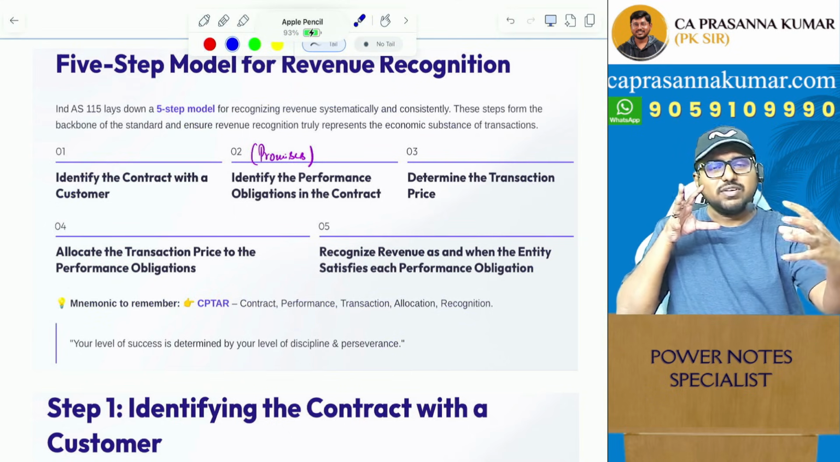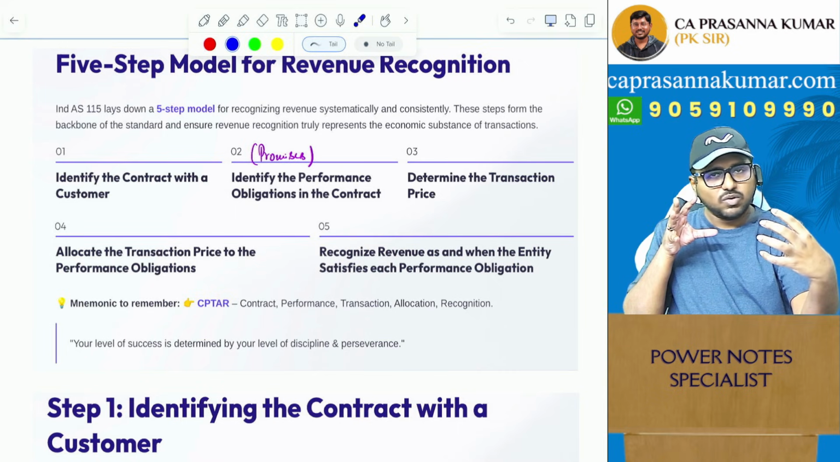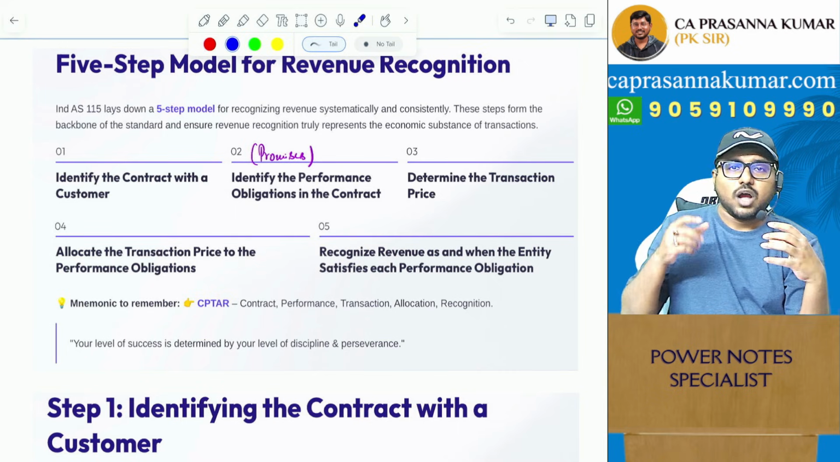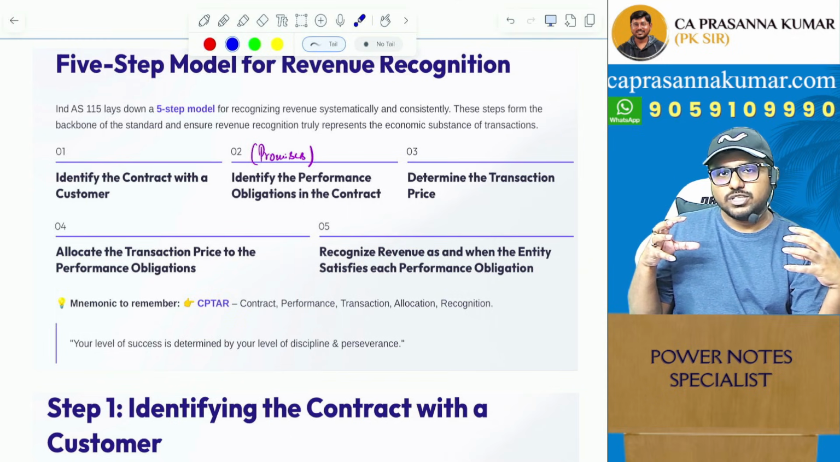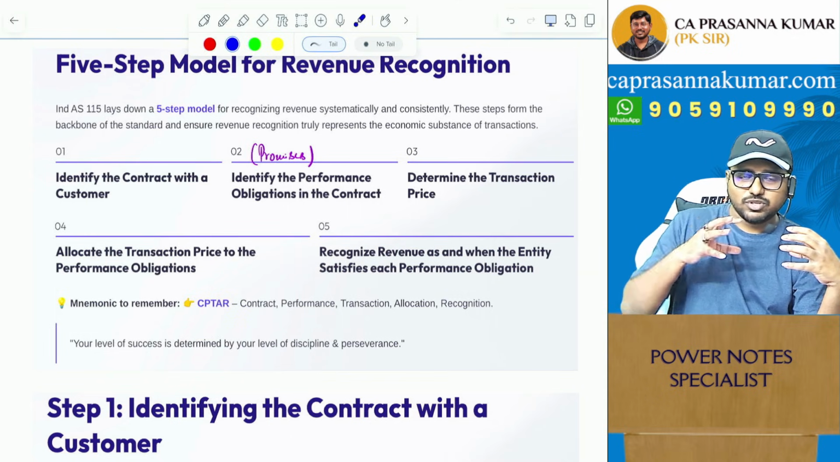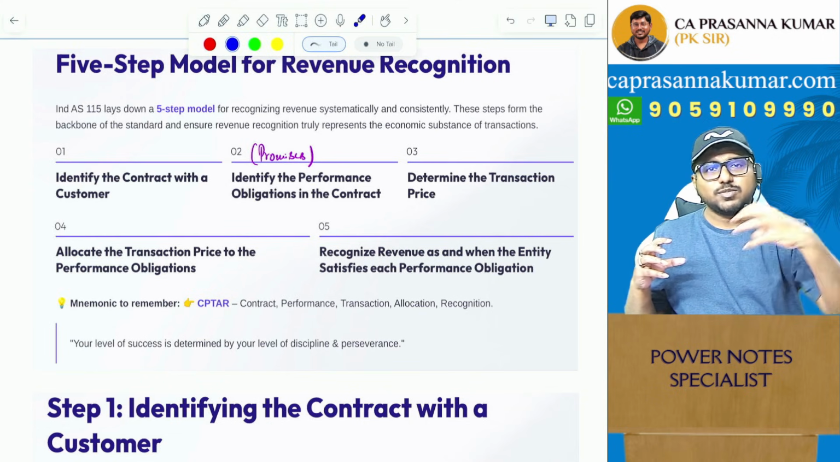First, you need to identify whether there is a contract with the customer or not. Okay, there is a valid contract between customer and the entity. Now find out how many promises each has made to each other. The entity will promise that I'll give you this, I'll give you this. The customer also will promise that I'll give you this much money.